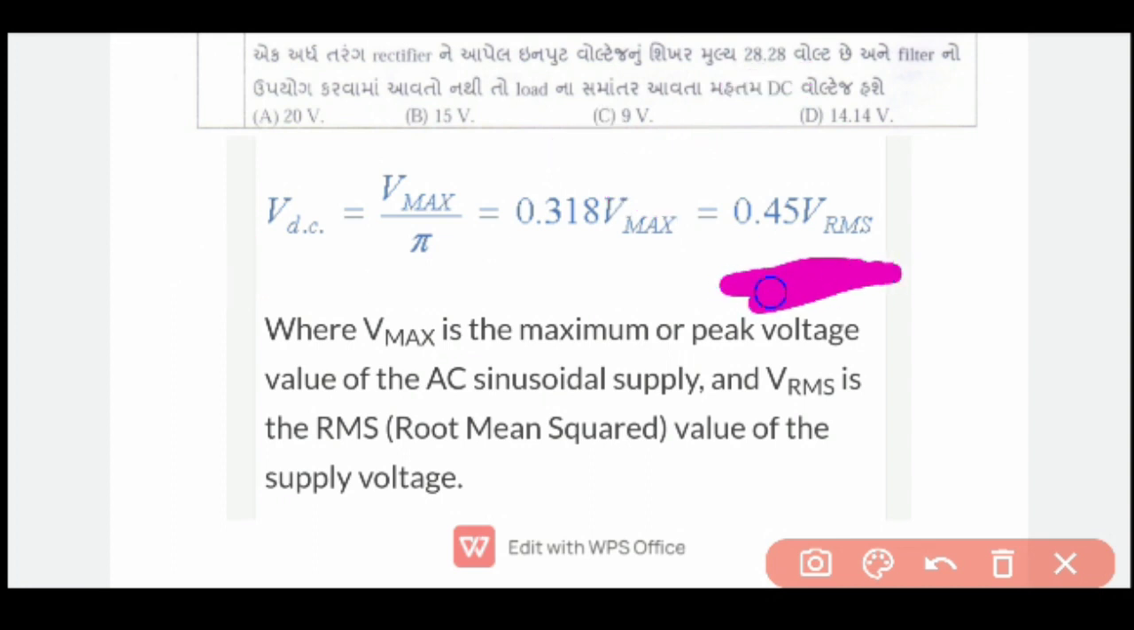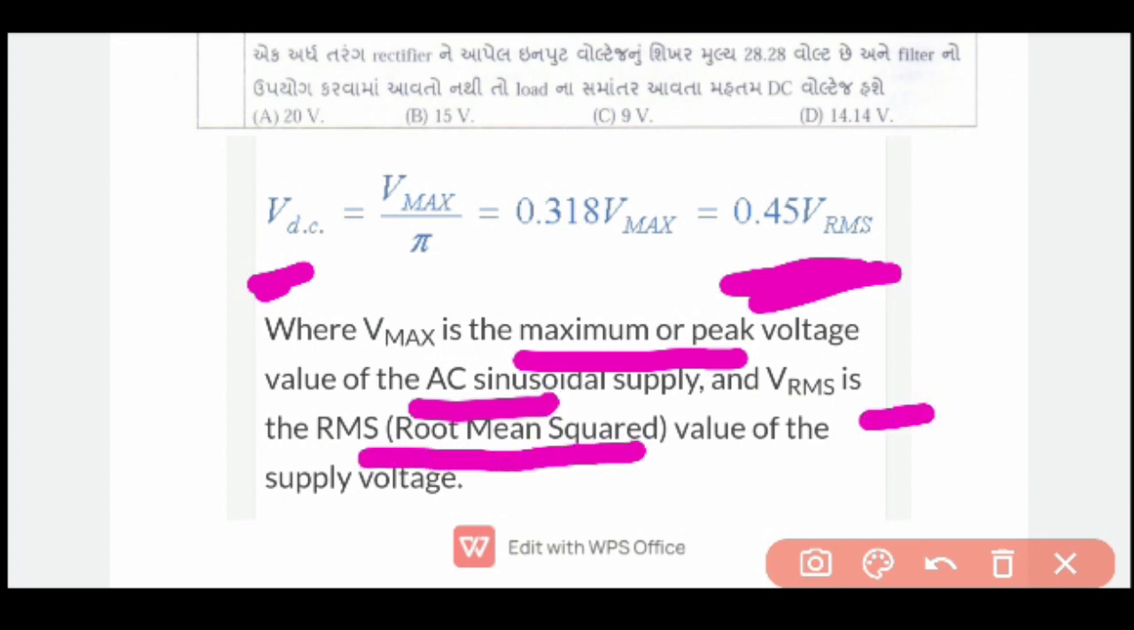This formula you also want to remember: VDC is equal to 0.45 Vrms. In the future it may be important. The Vmax is the maximum peak voltage value of the AC wave and AC supply, and Vrms is the root mean square value of the supply voltage.